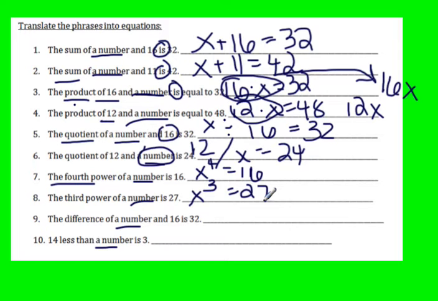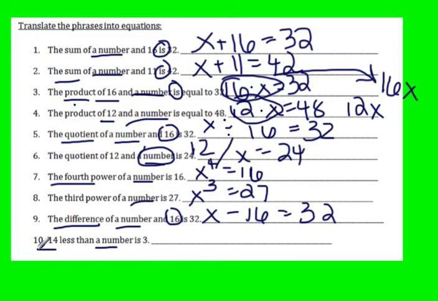A difference between a number and 16 is 32. So the number is going to be first. Difference means subtract. And then I'm going to have the 16 as the part that's being subtracted by because it's second. And that's going to be equal to 32.